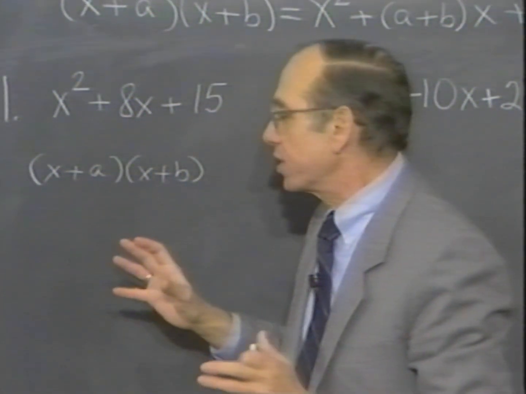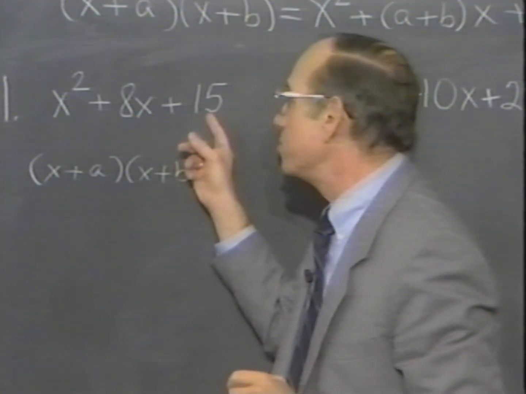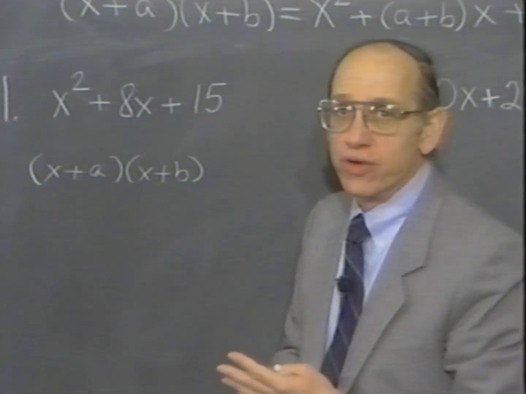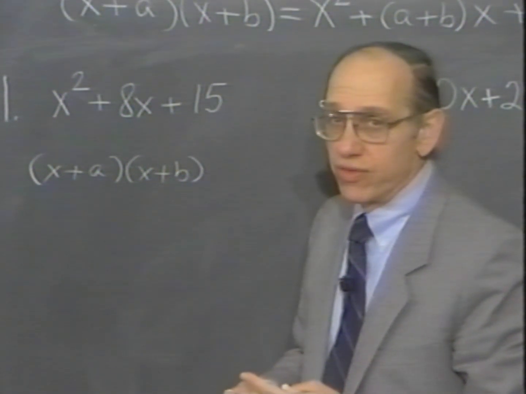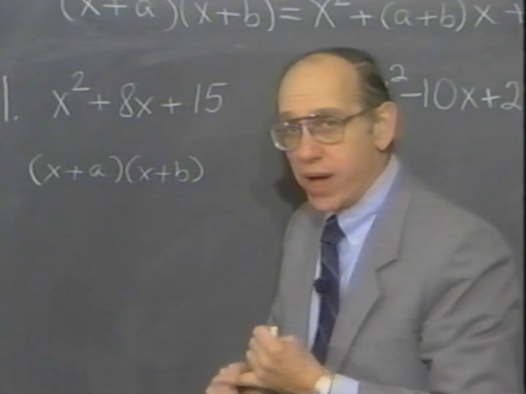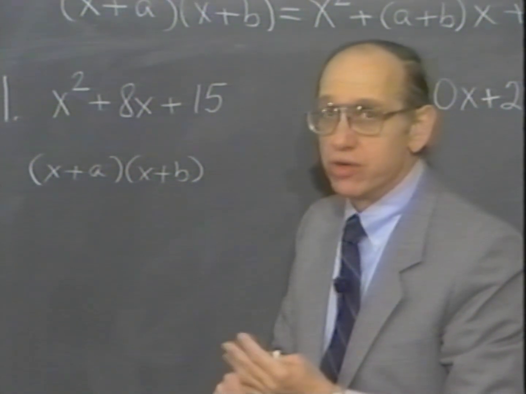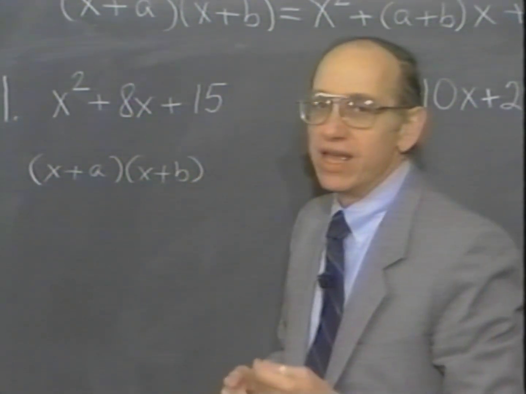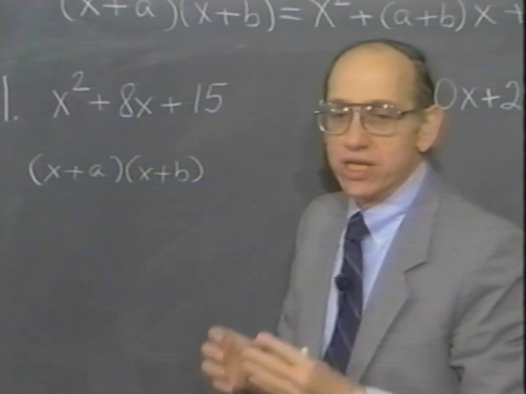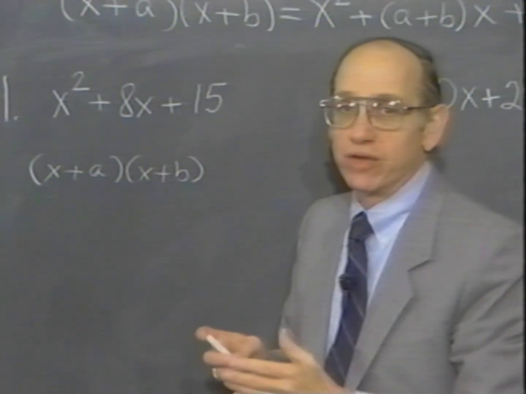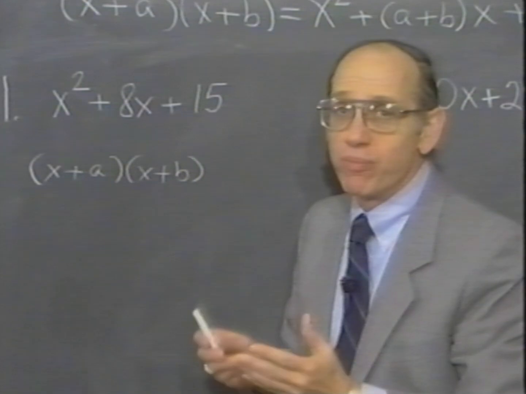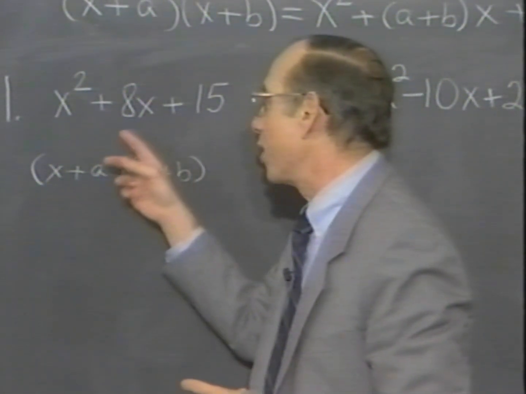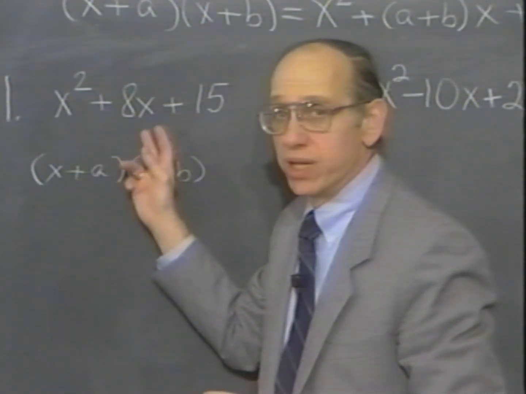Now let's see what kind of information we have. A times b is plus 15. That means either a and b are both positive or a and b are both negative. Because to get a positive result, we have to multiply either two positives or two negatives. But in addition, a plus b has to be 8. Now, if a plus b is plus 8, and our choice is that they're either both positive or both negative, then clearly they both have to be positive. So we're looking for two positive numbers, a and b, which have the property that a times b is 15 and a plus b is 8.